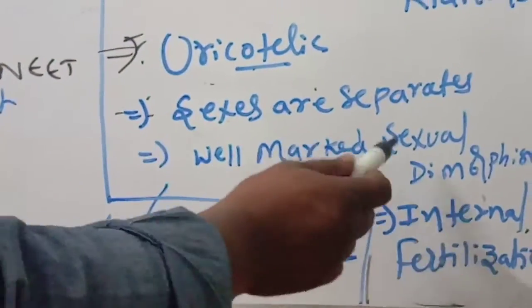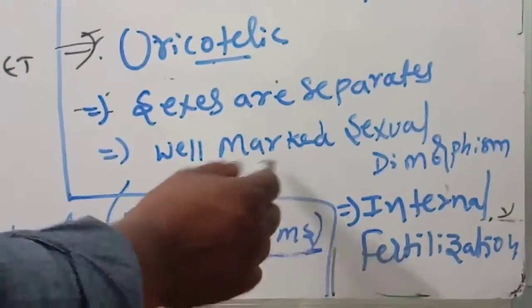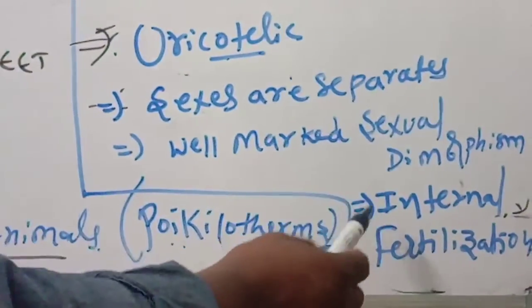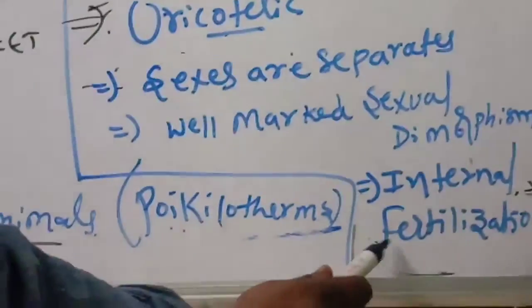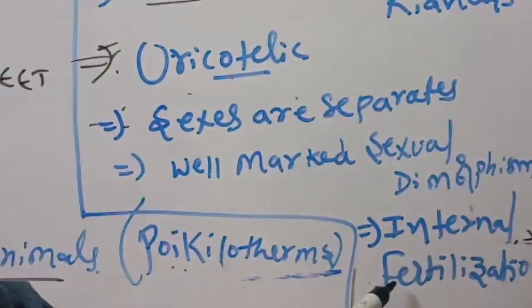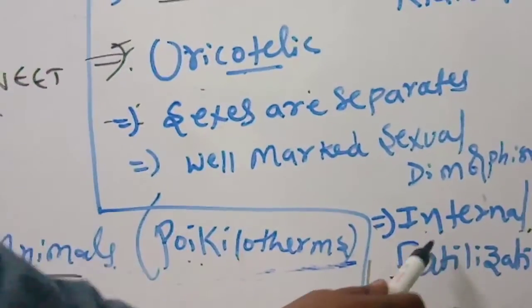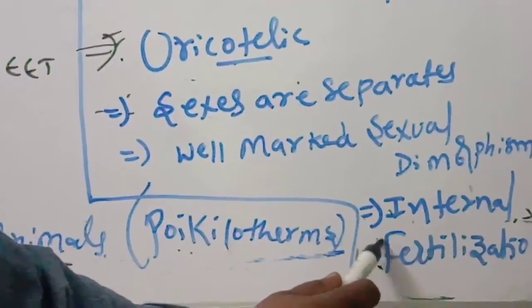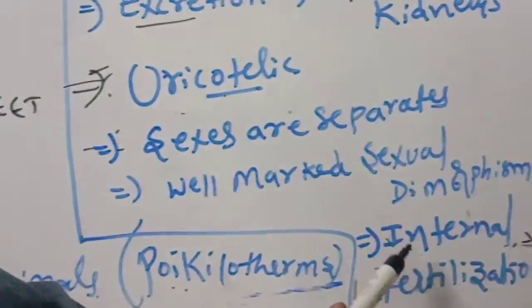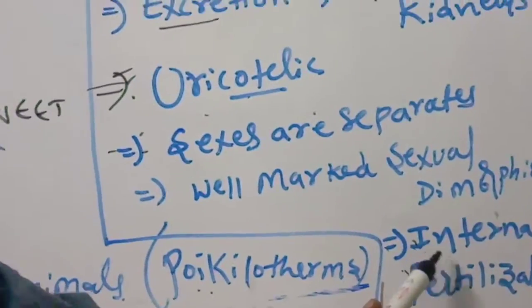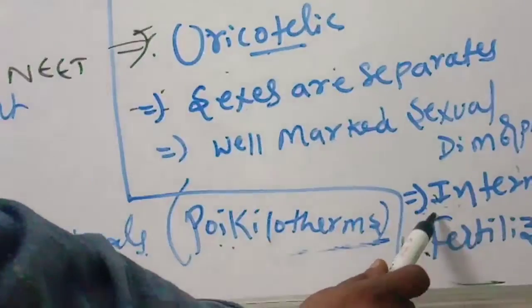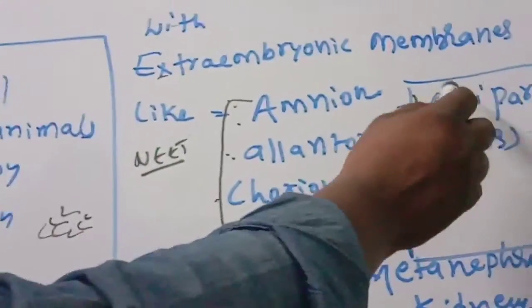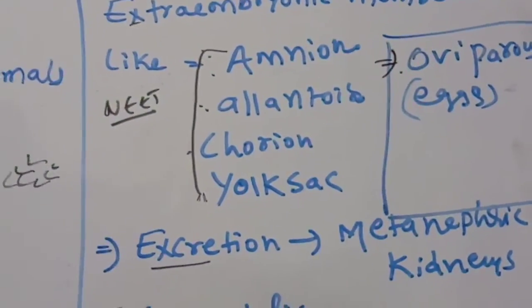They have well-marked sexual dimorphism, meaning we can easily identify the male and female. The fertilization is internal. Male and female gametes combine inside the body. That's why it is called internal fertilization. So they lay eggs. They are called oviparous.